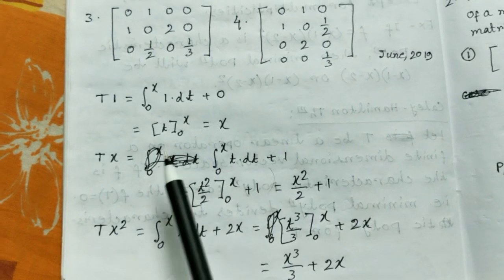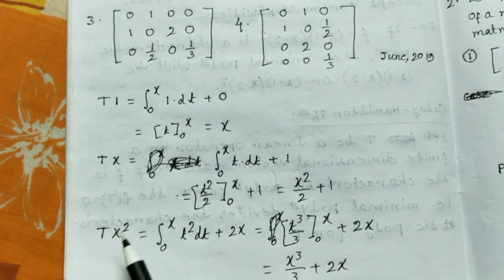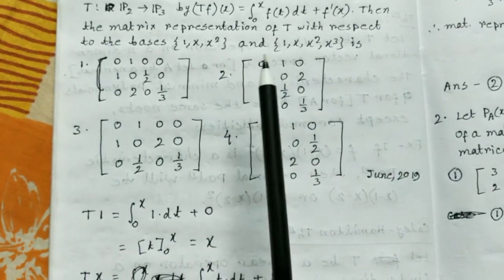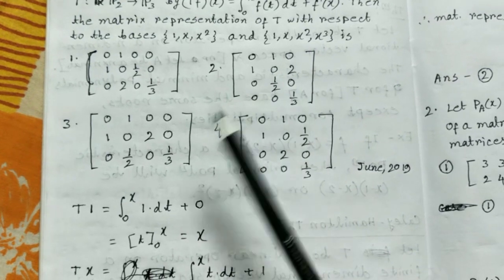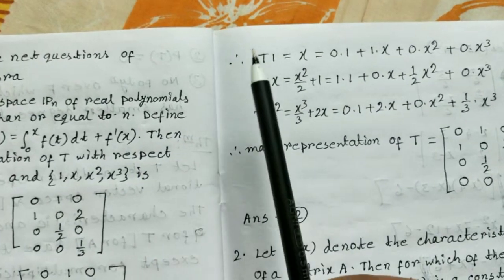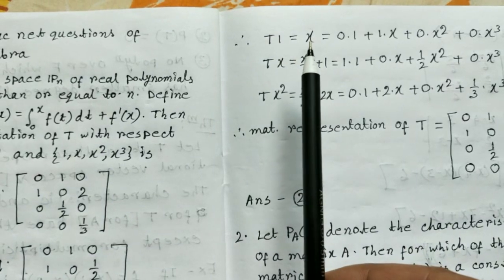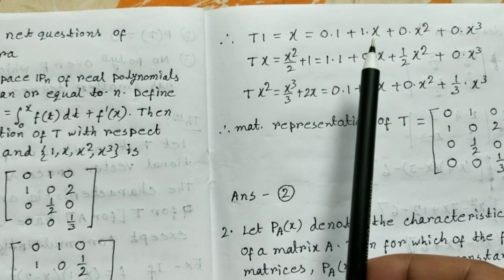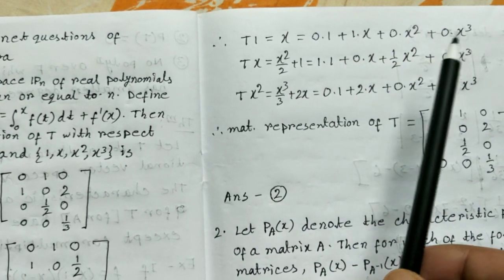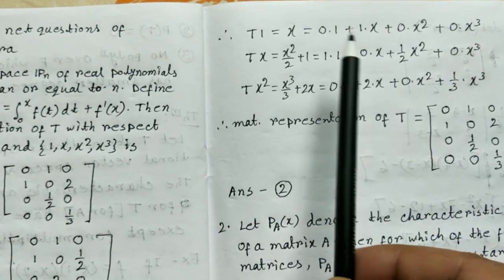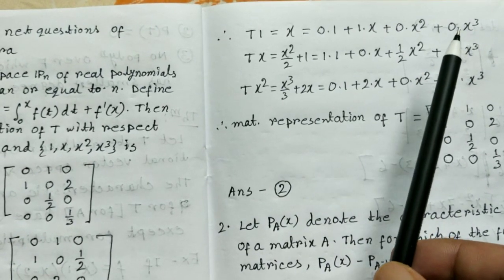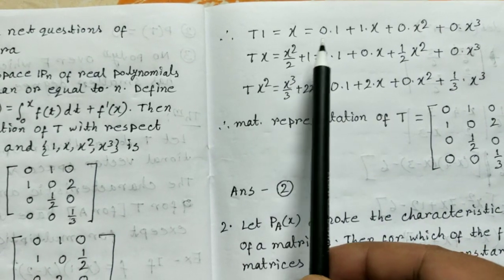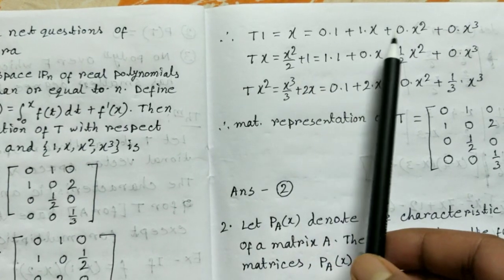Now we have to express this T1, Tx and Tx square in terms of the basis of P3, that is 1, x, x square, x cube. So we have got that T1 equal to x. So we can write it as 0 into 1 plus 1 into x plus 0 into x square plus 0 into x cube. Since 1, x, x square, x cube is the basis of P3, the coefficients are 0, 1, 0, 0.